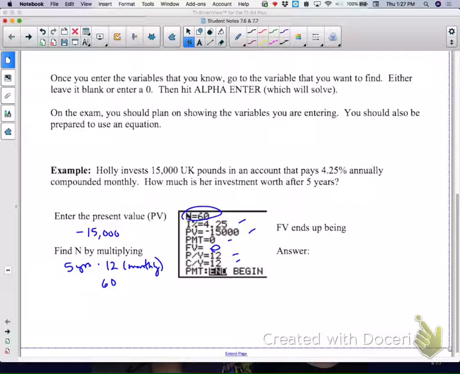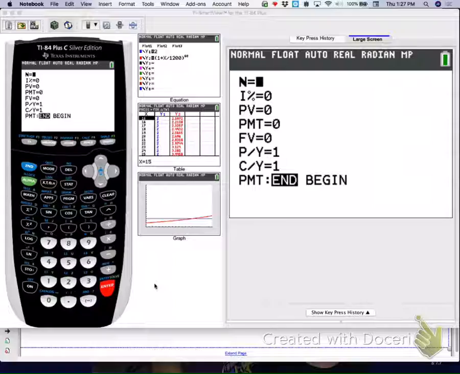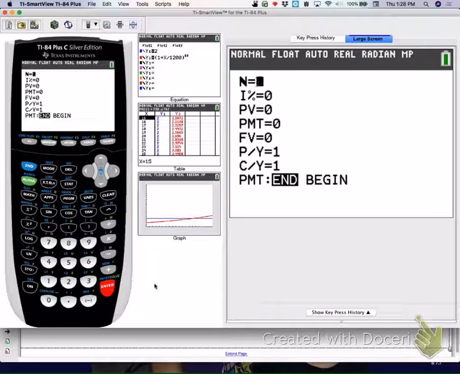Okay, so let's go to the calculator here. And I don't know that you really need me to show you how to do this, but just in case, we're going to type all those numbers in there. So 60, 4.25. Remember, you're putting that in not as a decimal, but as a percent. My present value, negative 15,000. Payment, just leave that 0. Future value, that's what I'm looking for.